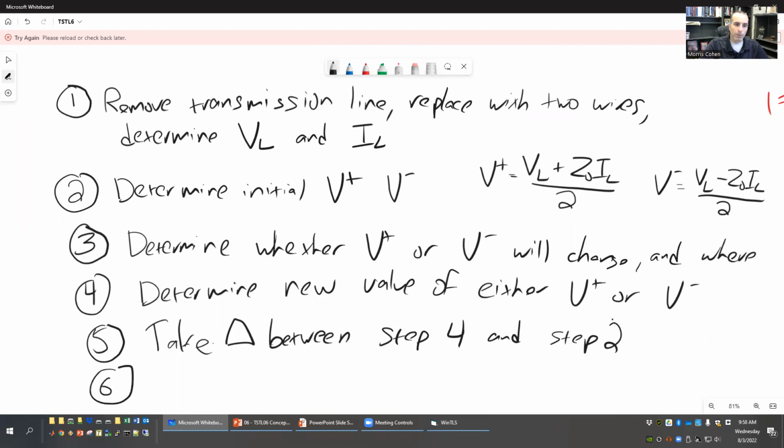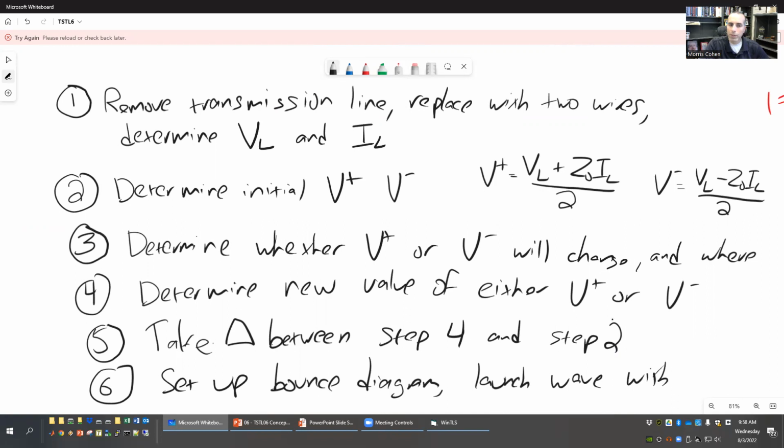And finally, you set up a bounce diagram and launch a wave with the value from step 5. And then track that wave and carry it on, and you will eventually reach your steady state, but you're going to see how it's going to get there. How you'll eventually reach a new steady state.